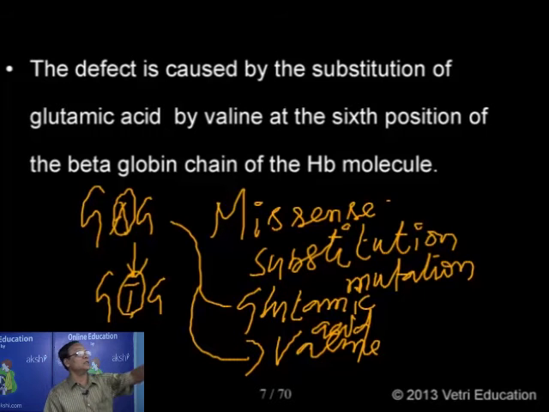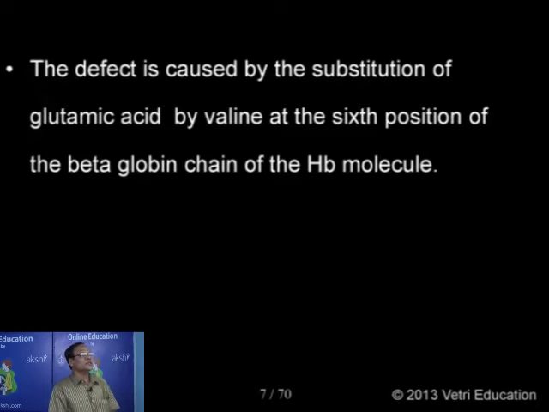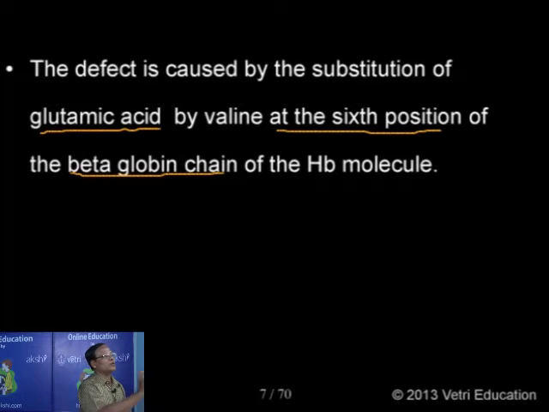Now let's see the expression in the chart. Now the substitution, the amino acid. The defect is caused by the substitution of glutamic acid at the sixth position of the beta globin chain of the hemoglobin molecule. The defect is caused by the substitution of glutamic acid by valine. So in place of glutamic acid, it has been replaced by valine at peptide number 6, the 6th amino acid in the beta chain. The 6th amino acid in the beta chain in normal hemoglobin is glutamic acid. But in the case of an affected person, sickle cell hemoglobin, it is substituted or replaced by valine. That is the cause for sickle cell anemia. This is what is called the biochemical analysis.